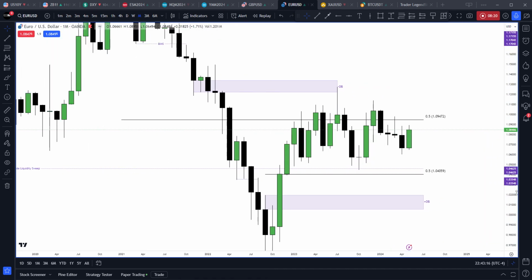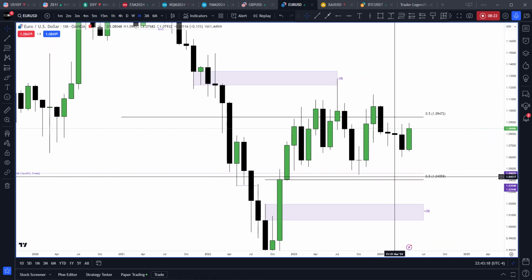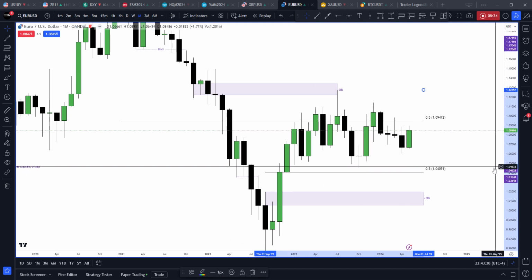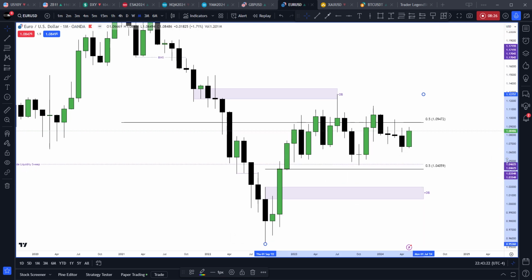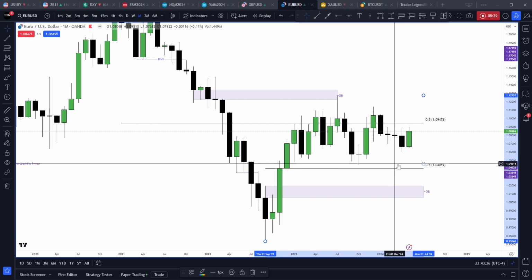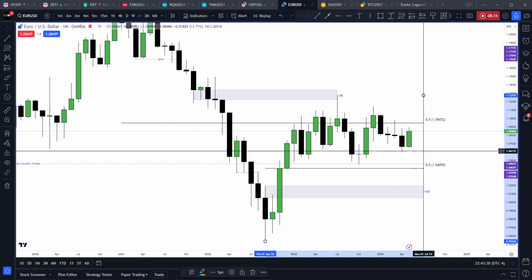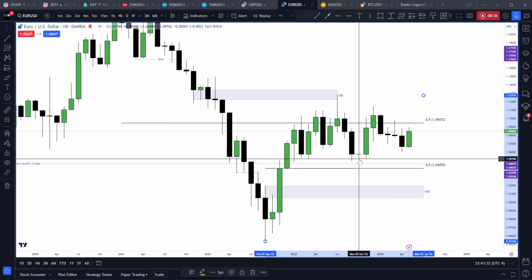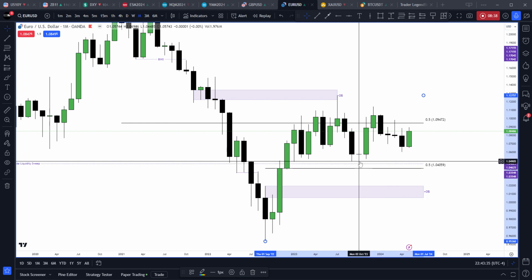Let's zoom into this area here, because this immediate low and high equilibrium is what a lot of people are looking out for, because this is an easy 50% retracement, but it never came to fruition. This October candle is the lowest that we've ever got.